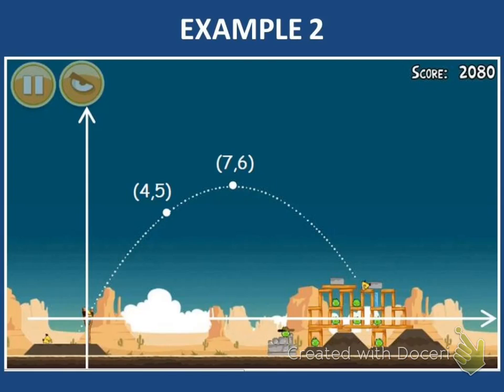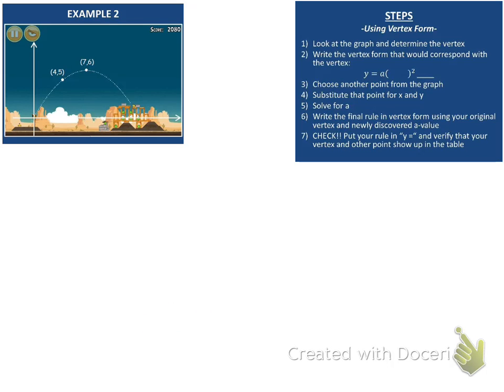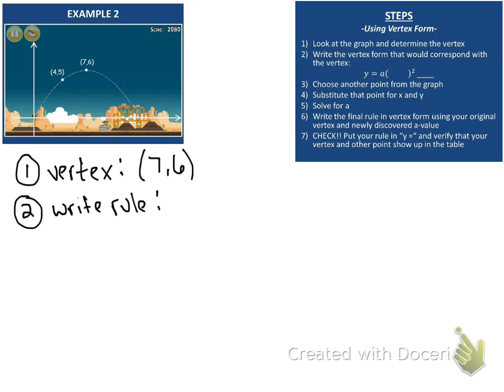So here's the next example that we'll look at. We're given a vertex of 7, 6, and then we're given another point that's on this graph, 4, 5. So our first step is to identify the vertex. Our vertex has an x value of 7 and a y value of 6. So I'll go ahead and write the rule in vertex form that would match with that vertex. We would have a -7 inside the parentheses, since the x value of the vertex is a +7. And then we would have a +6 outside the parentheses, because the y value of the vertex is a +6.